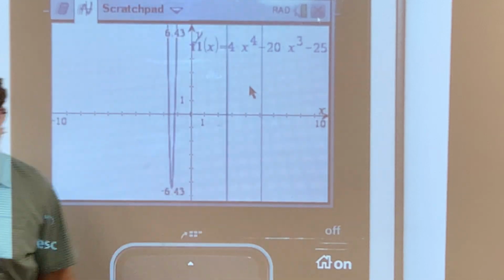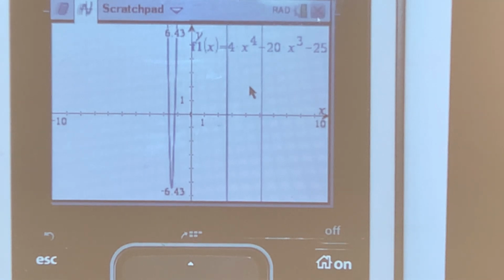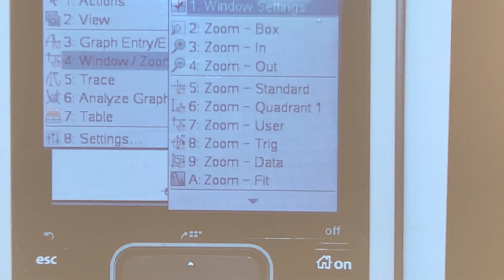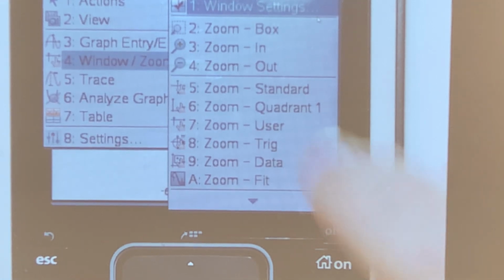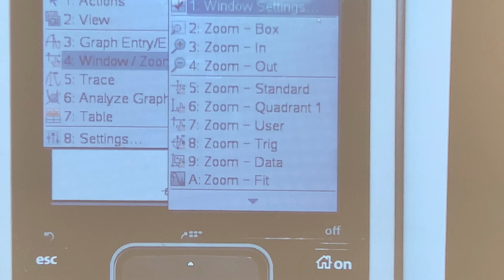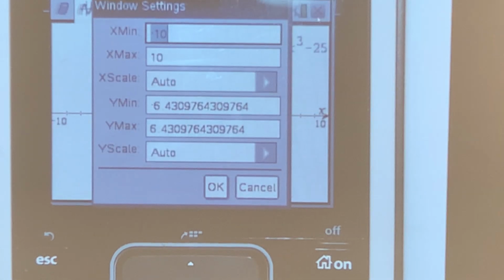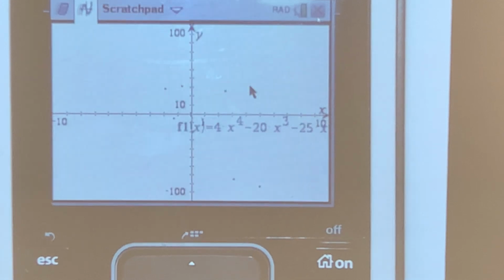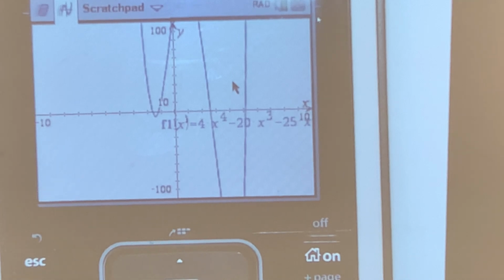Stretch the y's out. So go to menu, window, and don't zoom out. If you zoom out, then you stretch the x's too and your graph starts looking real tight together. Yeah, don't do zoom out. When you go to window, instead of zoom out, hit window settings, and just go in there and change the y's. So instead of going from negative 6 to 6, I'm just going to throw a number out there because I just like jumping big. Negative 100 to 100. That's not going to get it all in, but it gets enough of it in where I can do what I need to do.